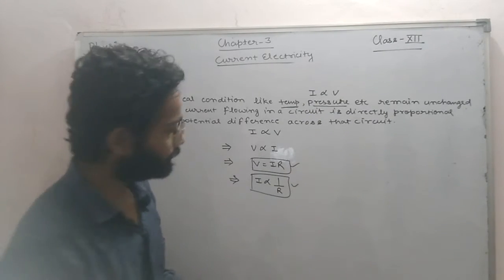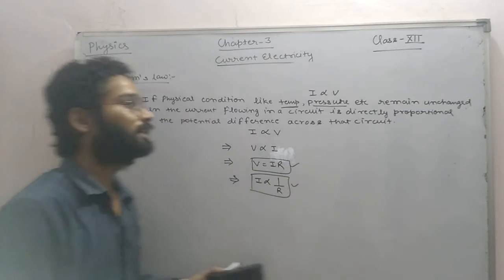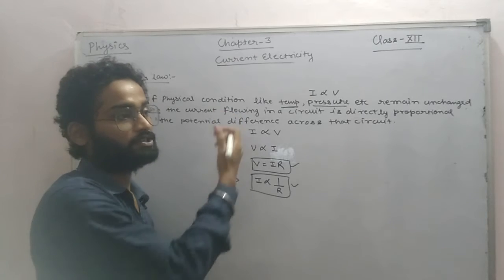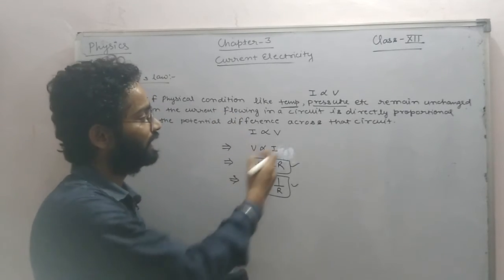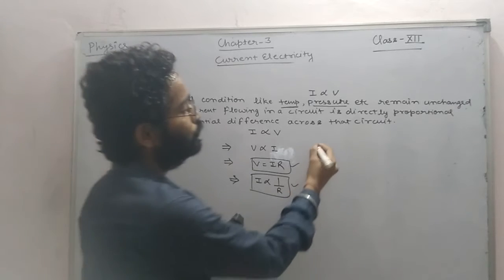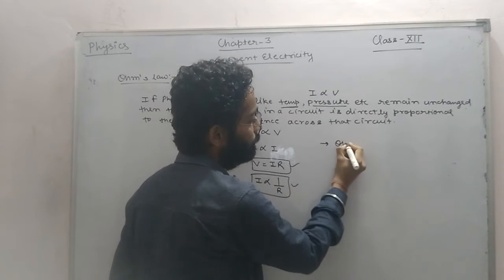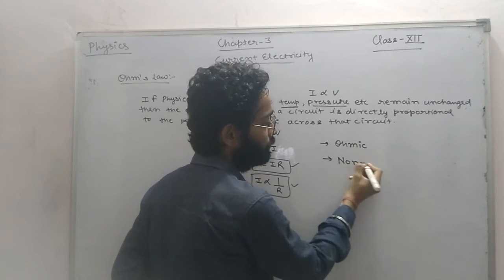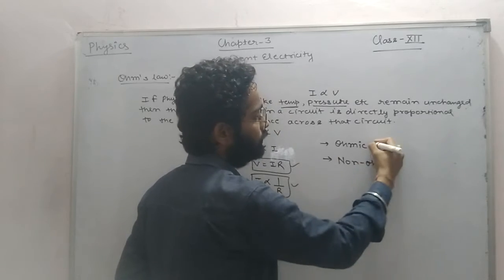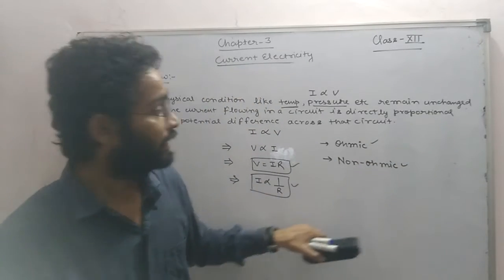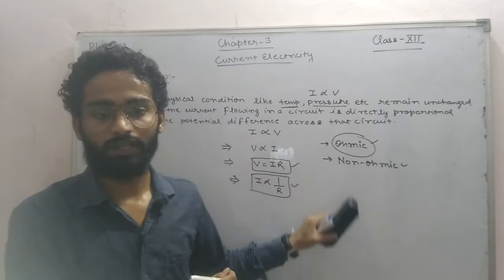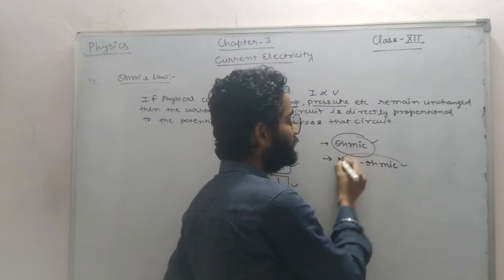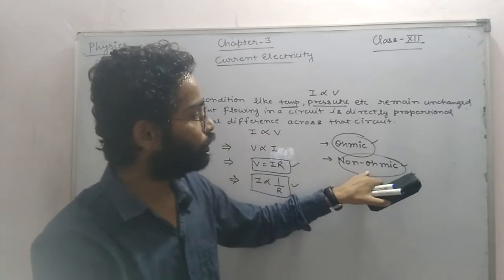Moving further, if V is directly proportional to I, then there should be a relation. For this relation, Sir George Simon Ohm has classified conductors into two types: one is said to be ohmic, and another is said to be non-ohmic. What are ohmic conductors? What are non-ohmic conductors? The conductor which obeys Ohm's law is known as an ohmic conductor, and the conductor which does not obey Ohm's law is called a non-ohmic conductor.